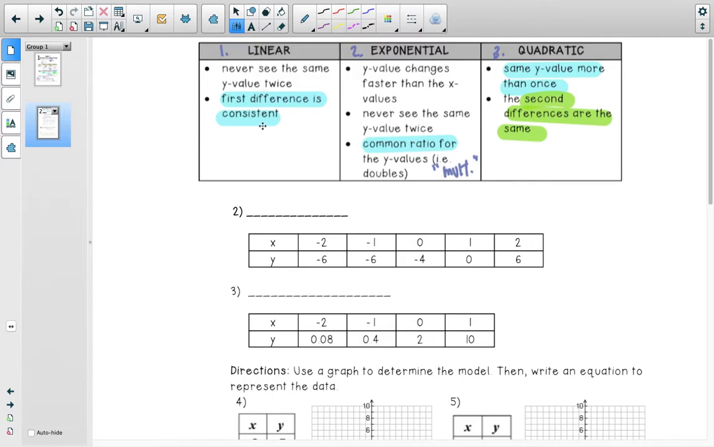And I'm first going to figure out if it's linear. If it's not, I'm going to figure out if it's exponential. And if it's not exponential, I'm going to figure out if it's quadratic. So it's kind of hinted at in the other video. This is just kind of how we're doing it.